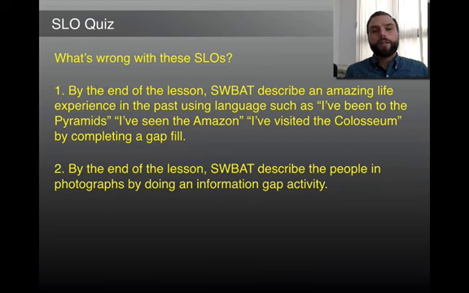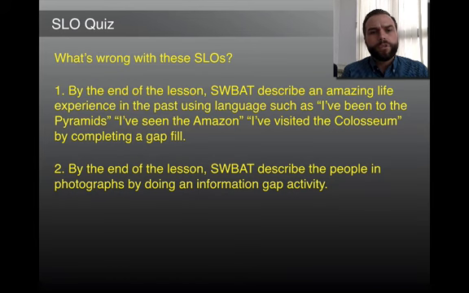Okay, have a look at this student learning objective, number 2. By the end of the lesson, students will be able to describe the people in photographs by doing an information gap activity. What's wrong with this SLO? Okay, well, something is missing. Okay, the answer is that the target language is missing from this SLO. Now if we don't include the target language in the objective, then it's not really clear what we're teaching.